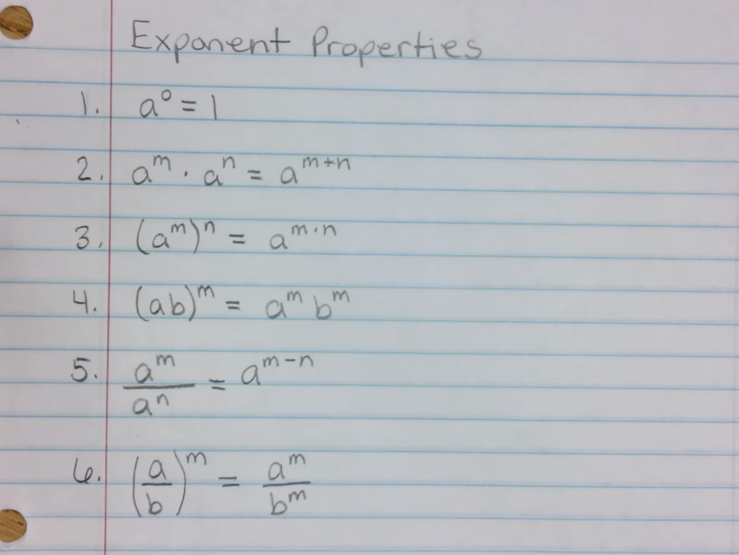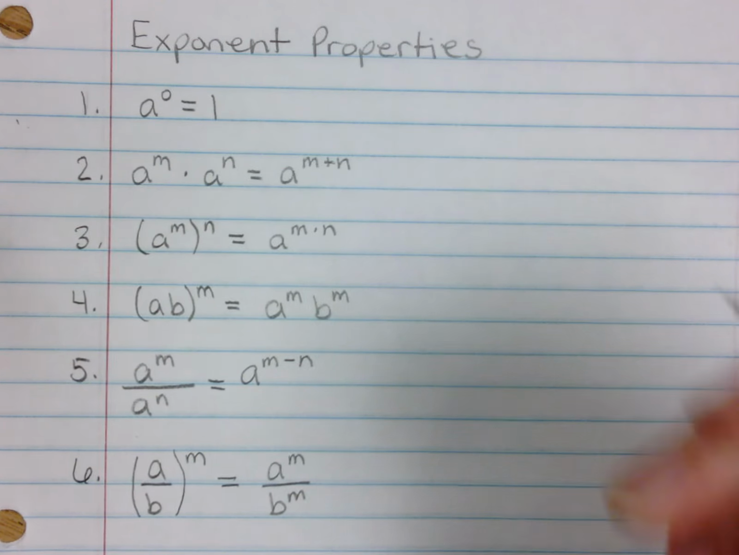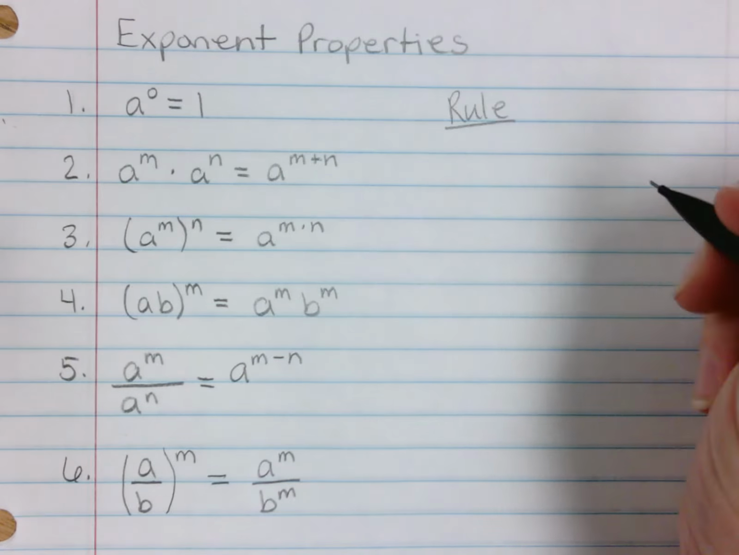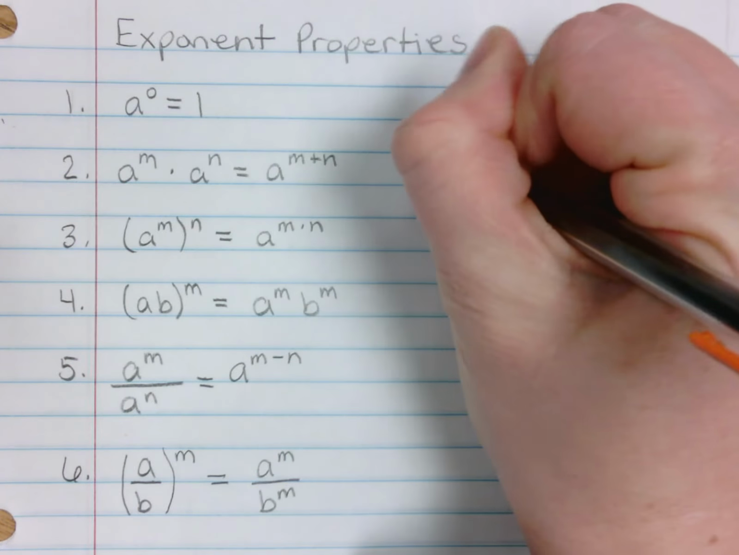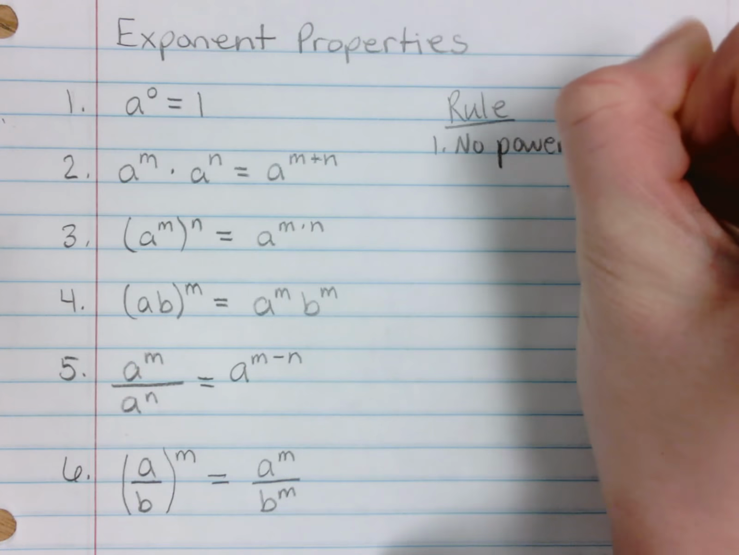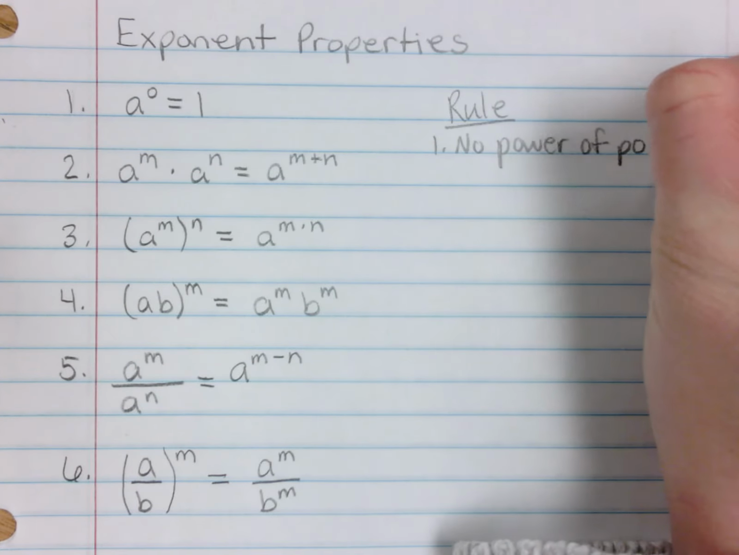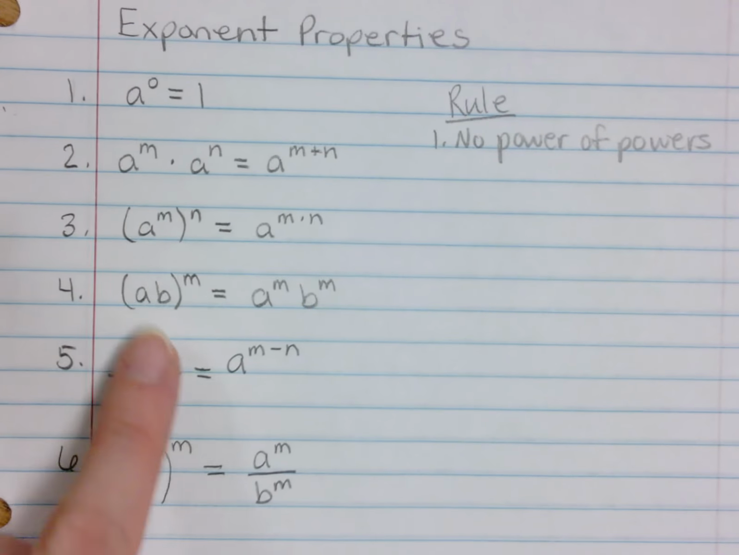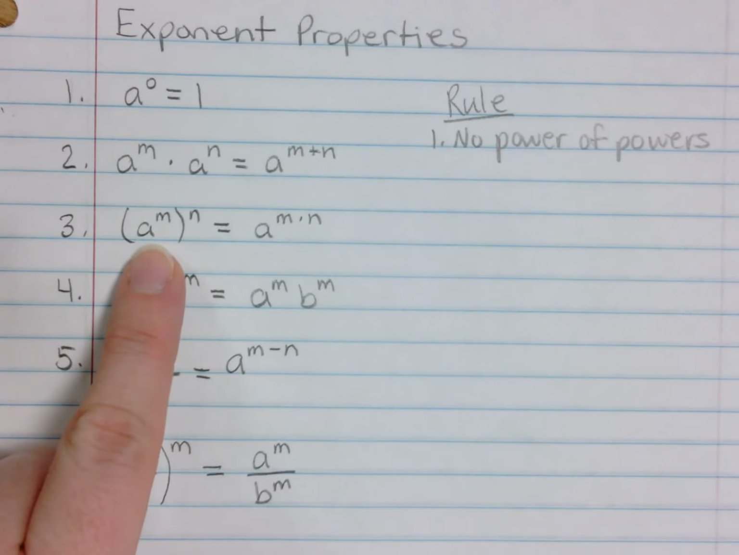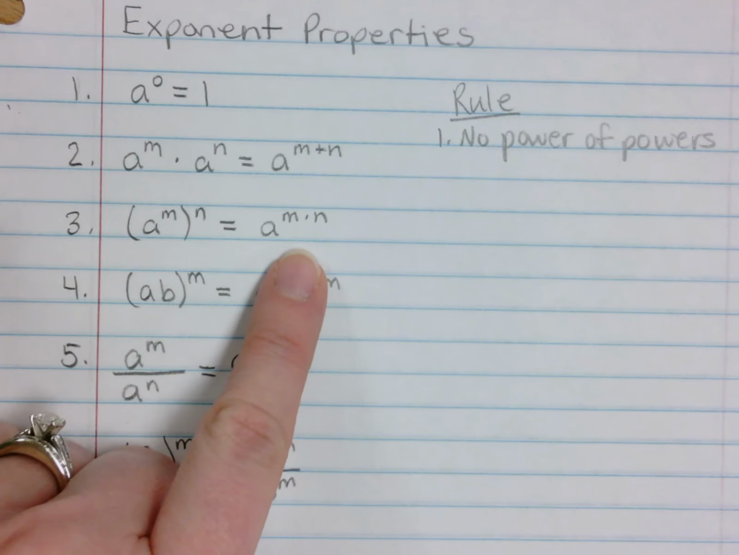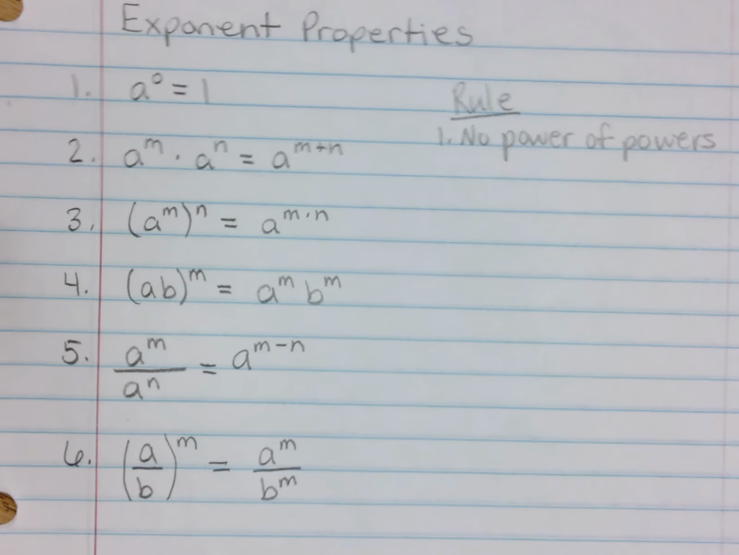In order to know that you have simplified your problem completely, there are some rules. One rule is that there are no powers of powers. So in order to have no powers of powers, we have the exponent property 3 to take care of that. If we have a power raised to a power, we multiply. So that can take care of simplifying that rule.